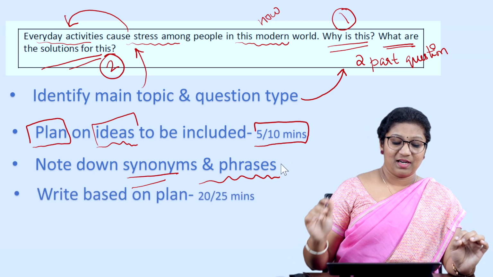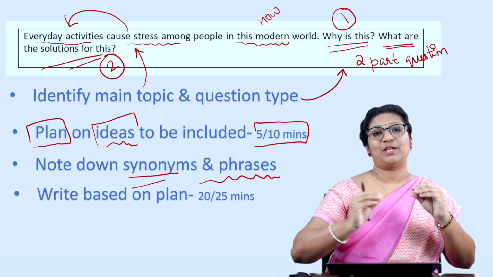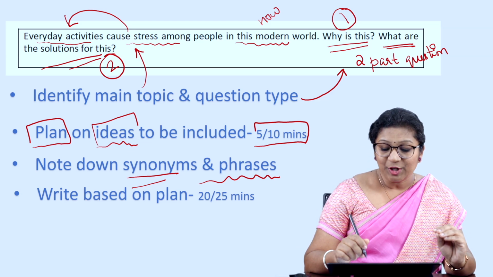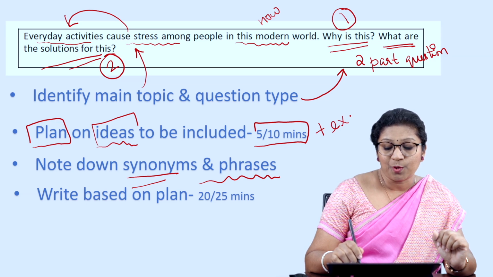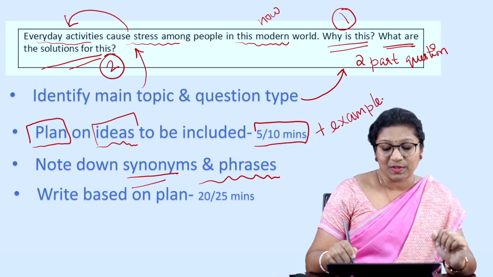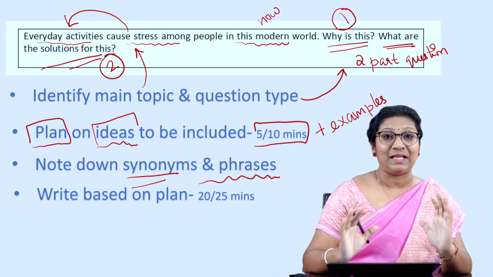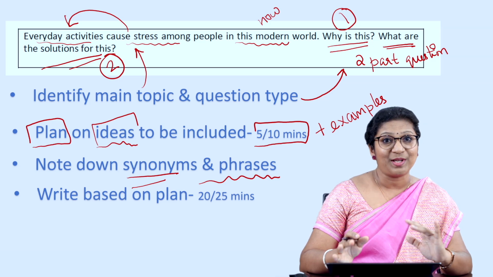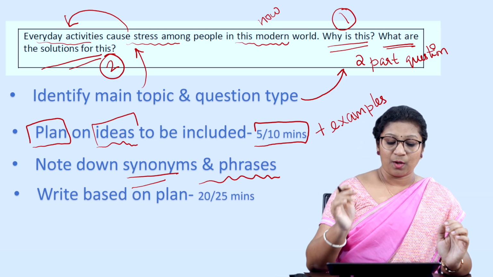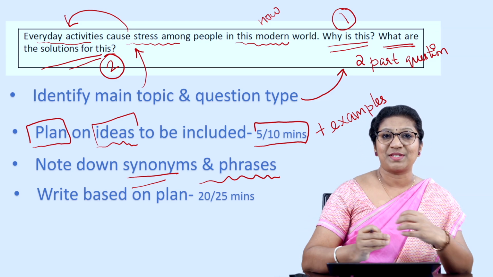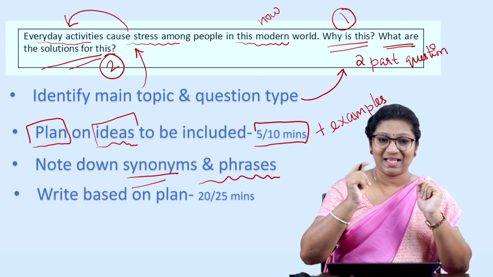Tip number 4, once your plan is in place, you will write based on your plan. Now, when you're planning your essay, you should also remember to make a note of the examples you will write, which means you have a full list of ideas that you've finalized on including in your essay, along with the examples to support those ideas. Now, once that's done and you've also noted down the synonyms and phrases that you need to include in your essay, we're good to go with the essay writing.